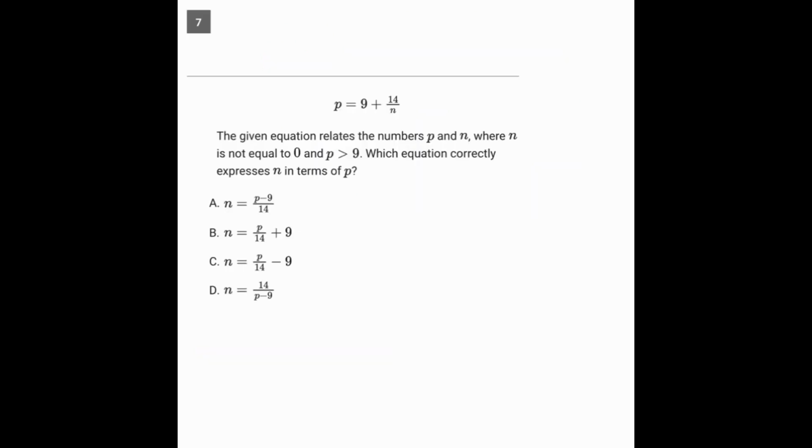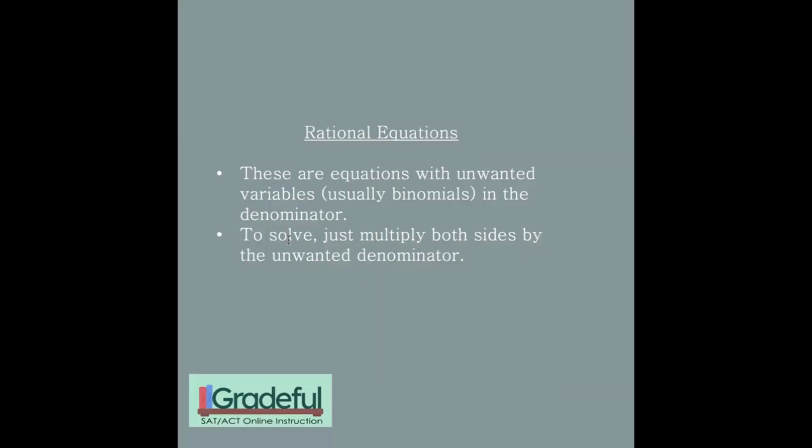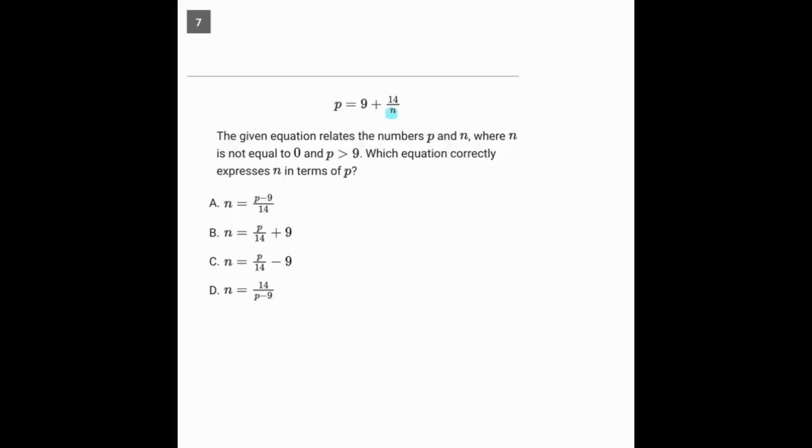Going on to question number 7 now. This is what we might call a rational equation because it has a variable in the denominator. And for rational equations, you generally want to just multiply both sides by your unwanted denominator. So for us, that means multiplying both sides by n.